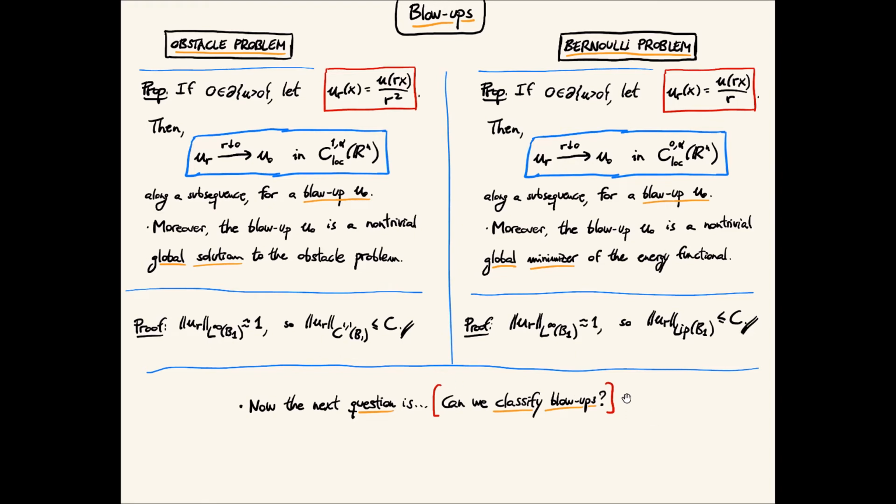Okay, and then after that, we can see if we can try to use this classification of blowups to deduce something about the free boundary. But first, we need some classification of blowups. Okay, so this is the next question. And for this next question, there is first a piece of information that is common in both problems. And then really the theorem of classifying blowups will be different in the Bernoulli problem or in the obstacle problem.